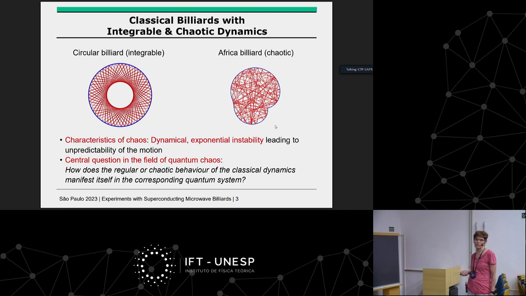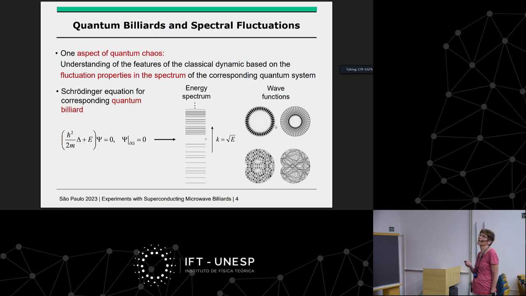And the central question of quantum chaos now is how you can get information on the classical dynamics by just looking at quantum properties. So the manifestations of classical chaos in properties of quantum systems. One aspect of quantum chaos is the understanding of the classical dynamics in terms of the properties of the eigenvalues of the corresponding quantum system. The corresponding quantum billiard is the quantum system which corresponds to a billiard, and its eigenvalues are obtained by solving the Schrödinger equation for a free particle and imposing Dirichlet boundary conditions at the walls.